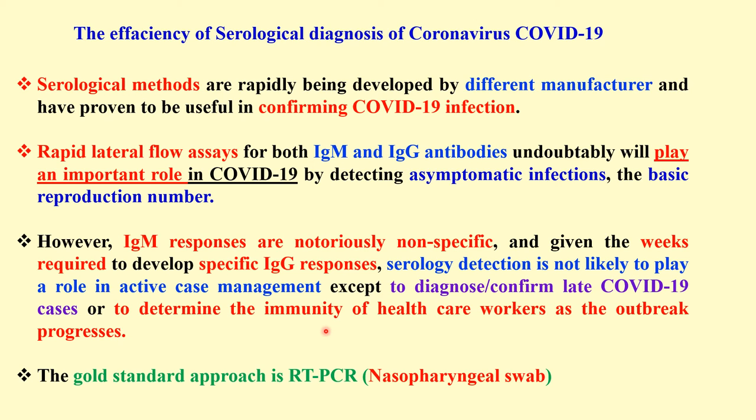So this brings us to conclude that the gold standard approach so far for diagnosis of coronavirus COVID-19 is real-time PCR on nasopharyngeal swab.